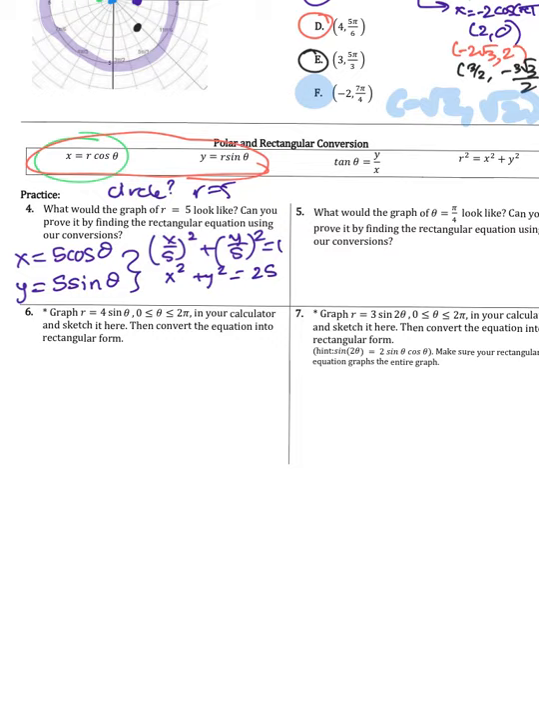Now, thinking similarly, if instead of the r value being constant, theta is constant, what would that look like? What would the graph of theta equals pi over 4 look like? And can you prove that by finding the rectangular coordinates? Go ahead and pause the video and see if you can do that.